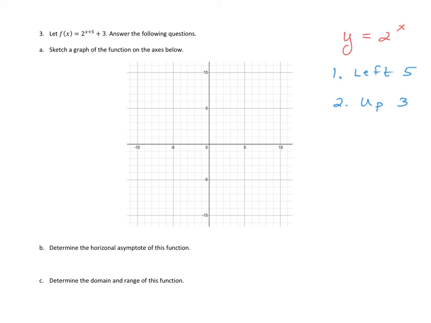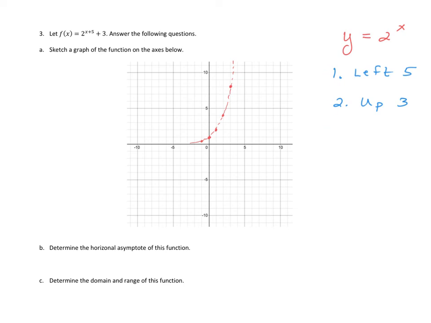So if you graph 2 to the x, let's see, at 0 it's equal to 1. At 1 it's equal to 2. At 2 it's equal to 4. And at 3 it's equal to 8. Maybe I'll put in here that at -1 it's equal to a half. So the graph looks like this. And it's worth noting that it has a horizontal asymptote at y is equal to 0.